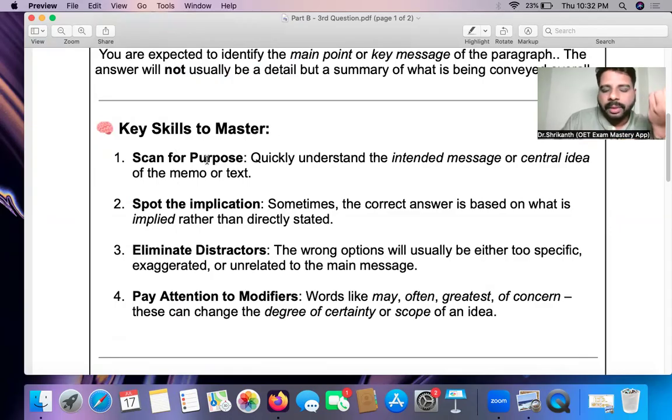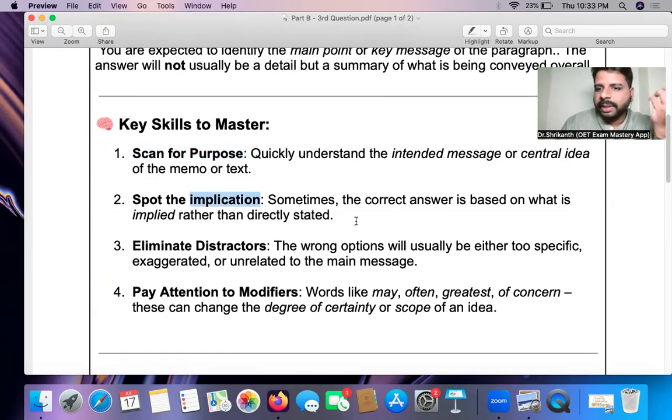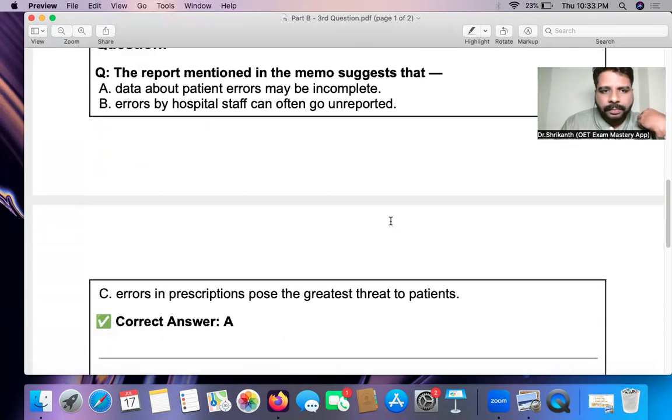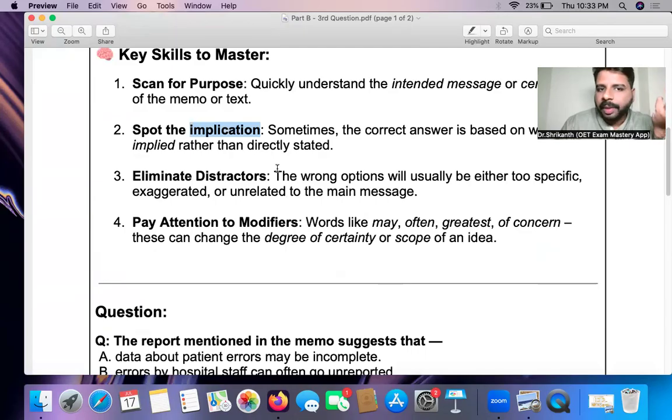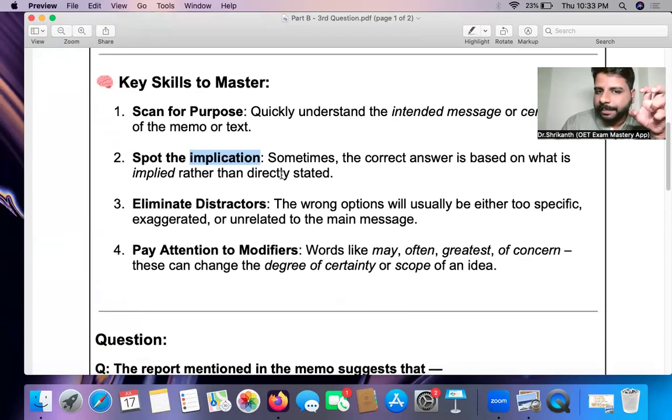Some skills that you need to master: first, scan for purpose. What is your duty over here? Your duty is to find the suggestion of the report. So my purpose is to find what suggestion is being given to me by this report. Next, spot the implication. Implication means the implied meaning. Then eliminate distractors. Distractors means the incorrect answer options. And pay attention to modifiers.